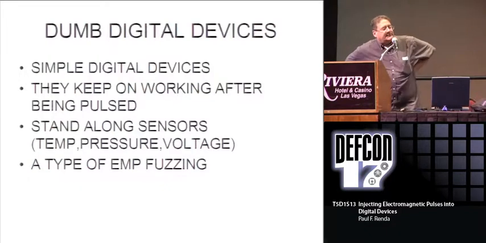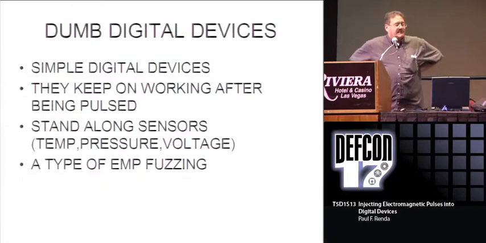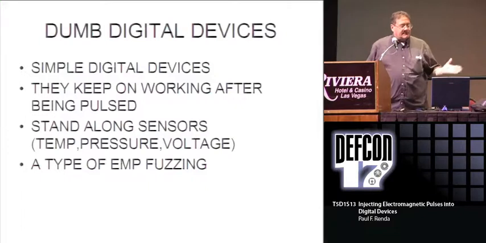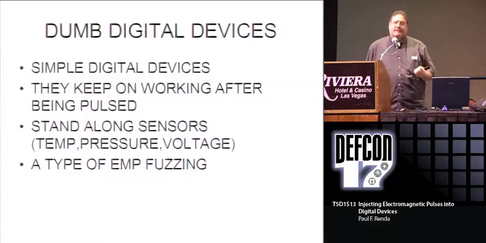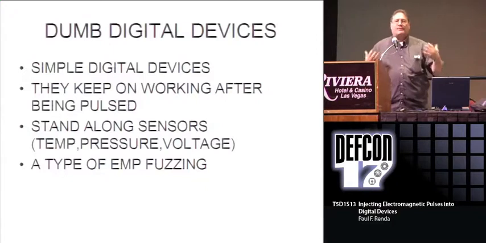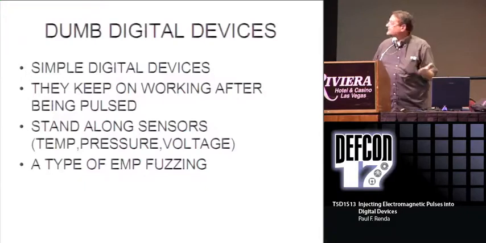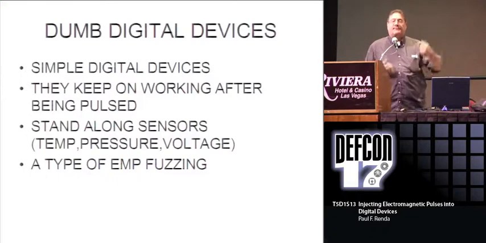Dumb digital devices, simple digital devices, they keep on working after being pulsed. Standalone sensors like scatter, temperature, pressure, voltage. You're actually doing a type of EMP fuzzing on the device. The device is dumb. It's going to just pick up the pulse and send out any type of value at all. Again, if it's some type of pipeline where it's sending out an erroneous value of pressure or temperature, whatever else, and this is going back to a computer where it's figuring out some dynamics of the system, then that could be a problem. I mean, it depends on what type of edits are in the program.